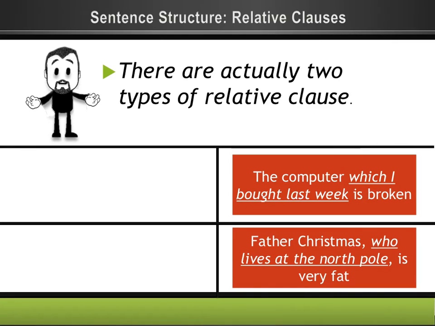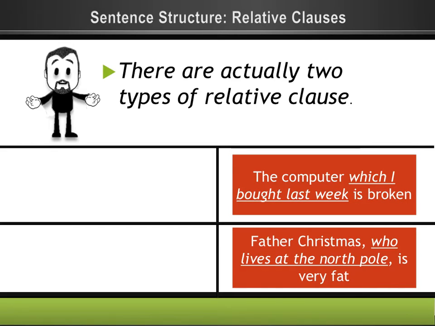Okay, so relative clauses are joined to the main clause with a joining word. So here you can see the computer is the main clause, and we're adding some information by using which. Father Christmas is the main subject, and we're adding some more information by saying who.